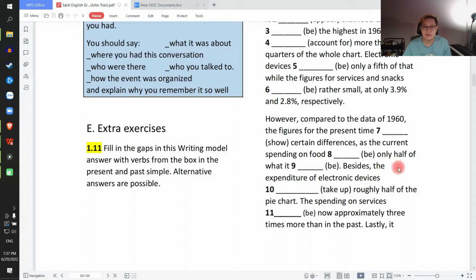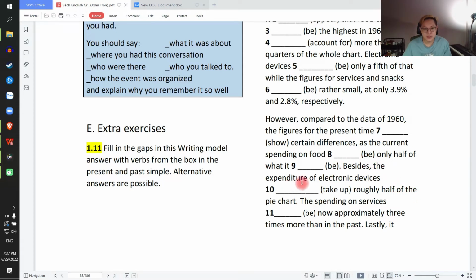Okay, besides the expenditure of electronic devices takes up roughly half of the pie chart. Bên cạnh đó, cái sự chi tiêu của những cái thiết bị điện nó takes up, nó chiếm gần như là một nửa của cả cái pie chart, của cả cái biểu đồ bánh.